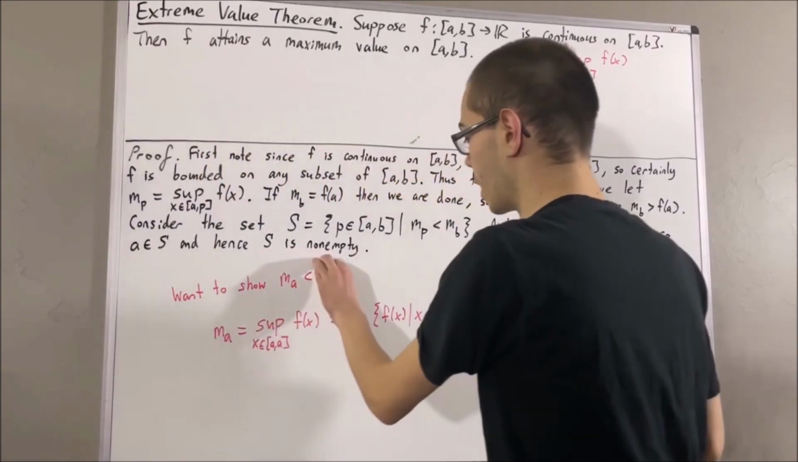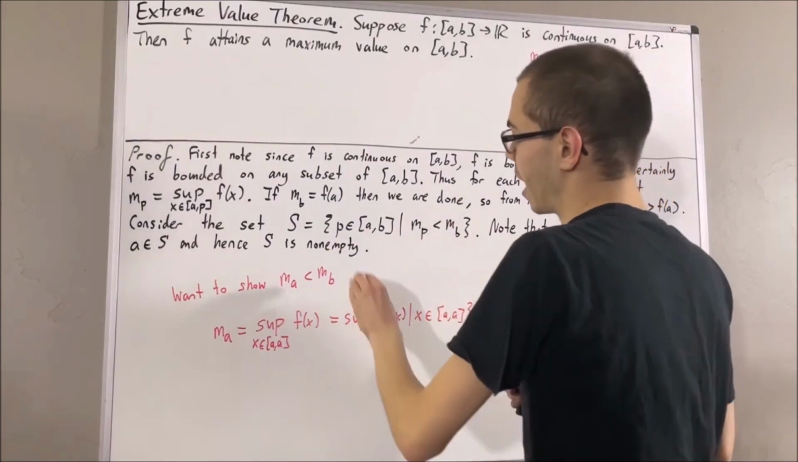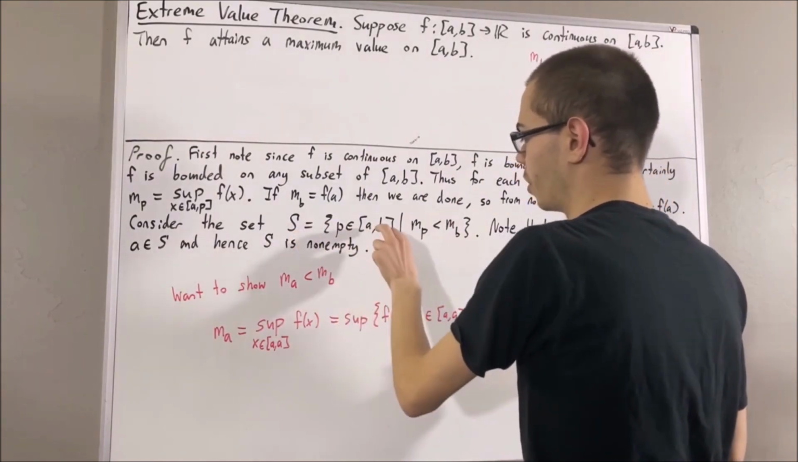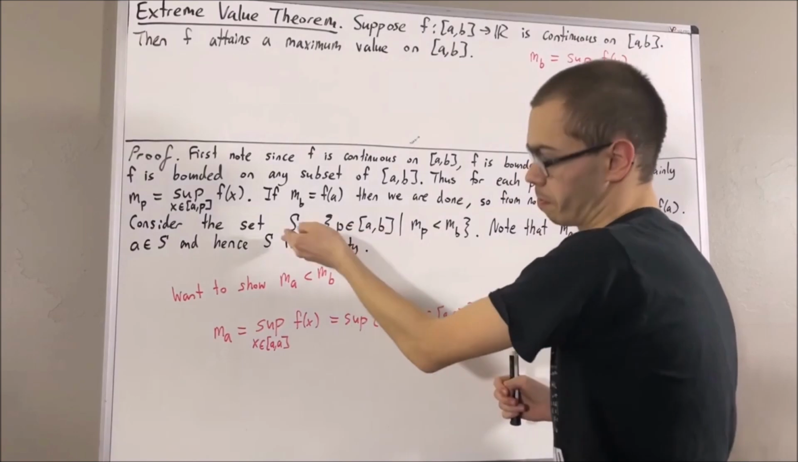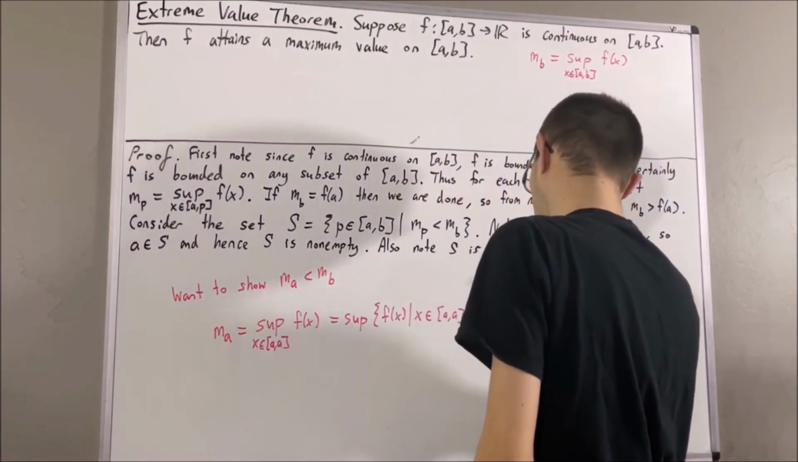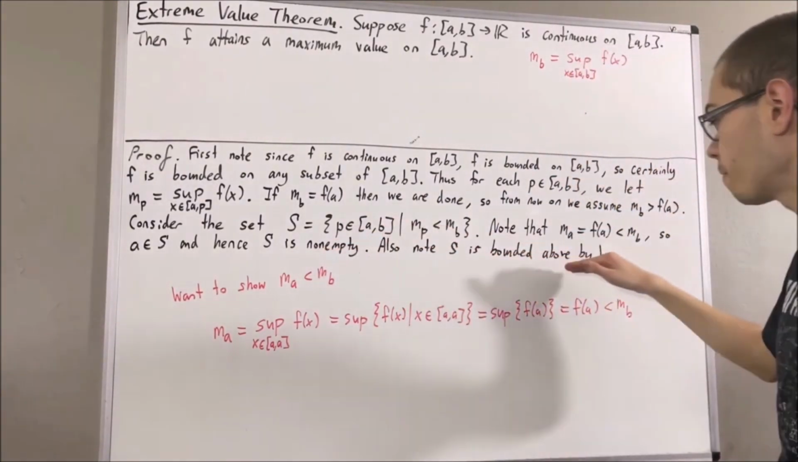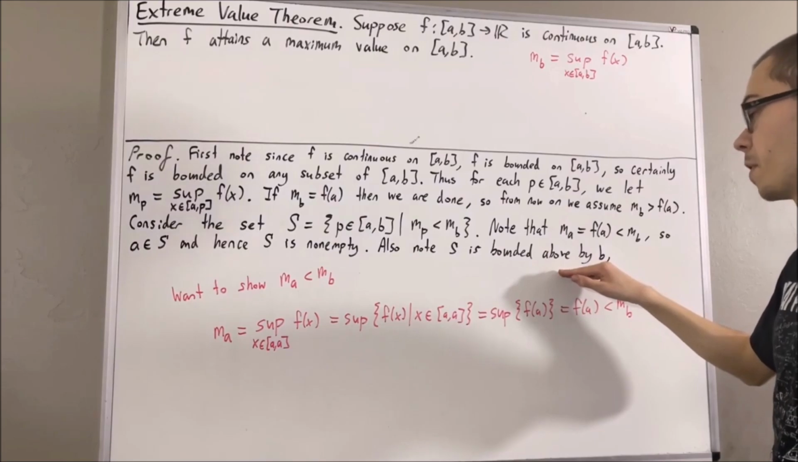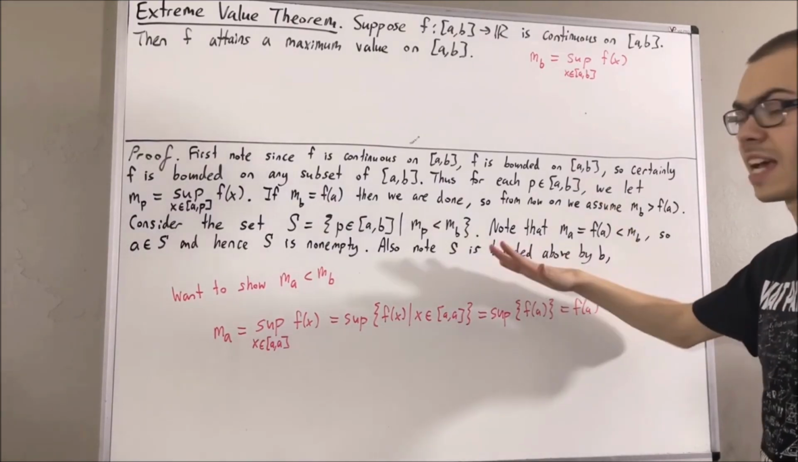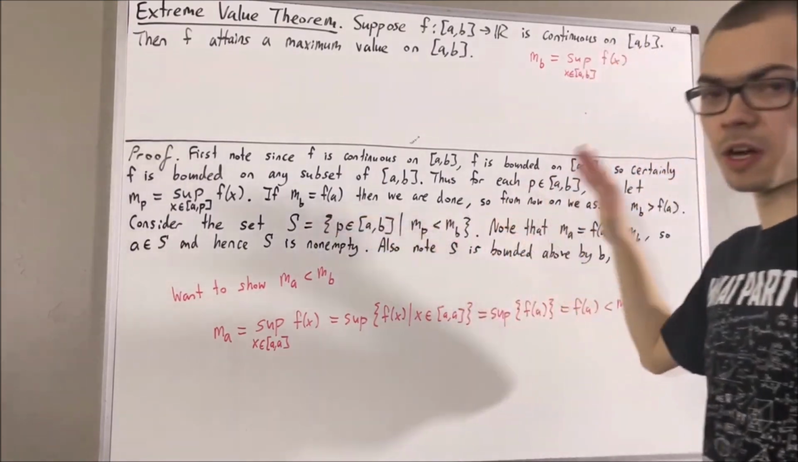So we know that S is non-empty, but also S is bounded above because every element of S is less than or equal to B. So S is bounded above by B. So since S is non-empty and bounded above, well then by the completeness property of the real numbers, that implies S has a least upper bound. And we're going to let U be the least upper bound of S.